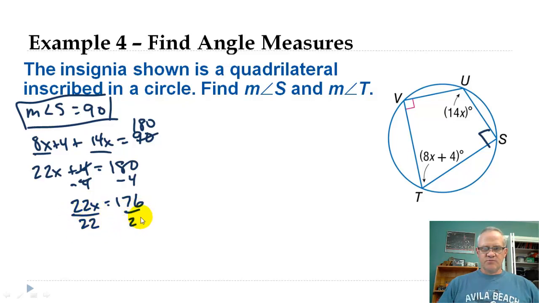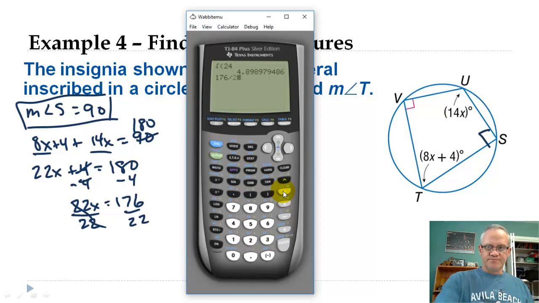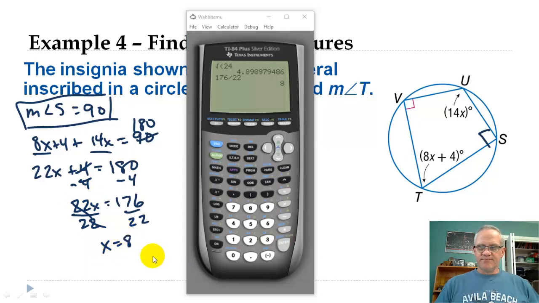Divide by 22. I think I might get my calculator on this one. Oh, awesome, look at that. Learning something new every day. 176 divided by 22. And that works out to be x equals 8.